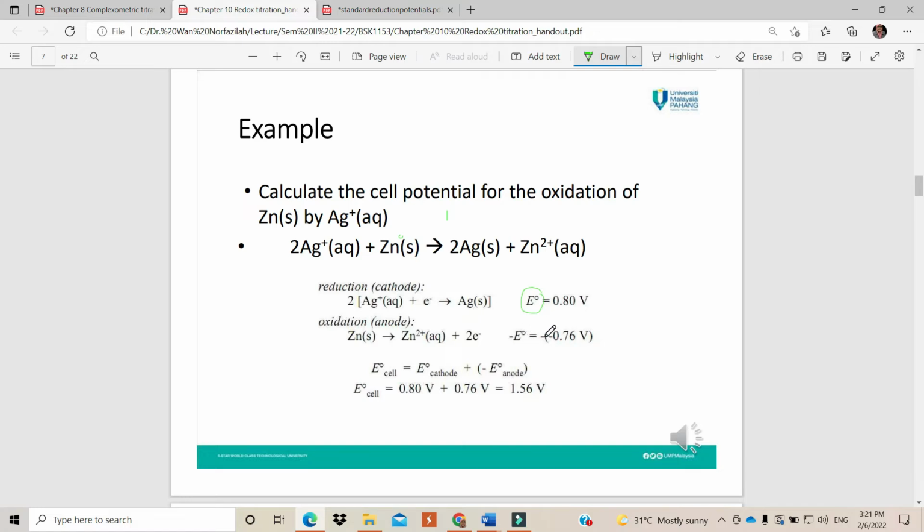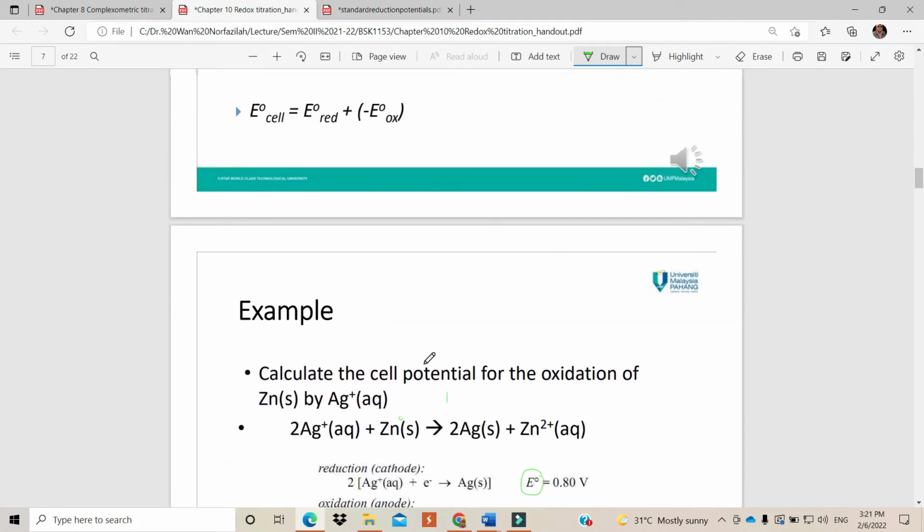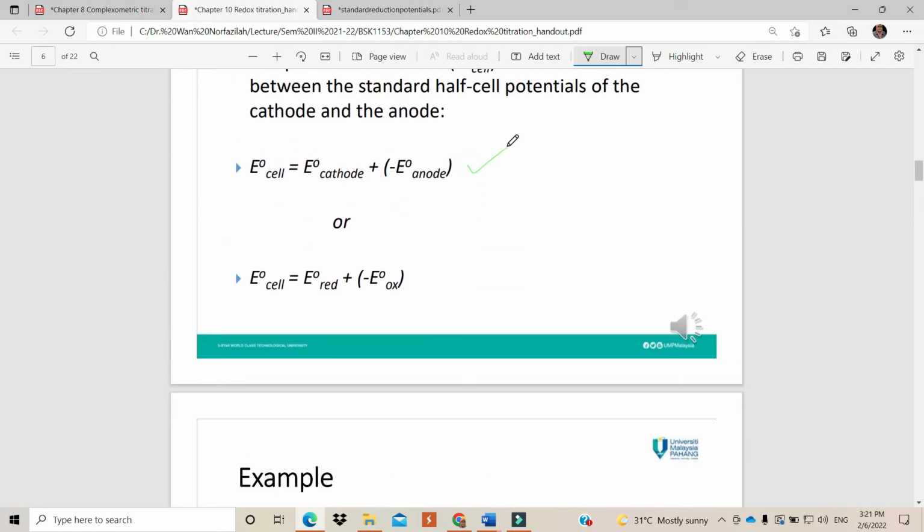So here, to calculate the E naught cell, okay, you boleh ambil salah satu lah. Biasanya saya akan ambil yang ni. You boleh juga guna untuk yang cathode dengan anode. Tapi saya untuk mudah ingat, saya guna yang ni. Mana satu reduction, mana satu oxidation.